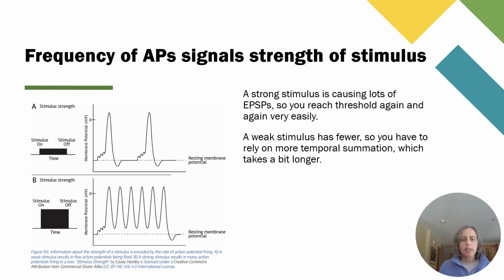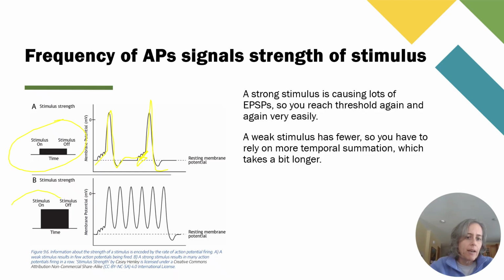So here's what that looks like, again, with a diagram from the Hedges textbook. A typical low strength stimulus is shown here. So there's a low strength stimulus. We get a bunch of EPSPs. We send an action potential. Then we have to wait for enough EPSPs to summate, and we get another action potential.